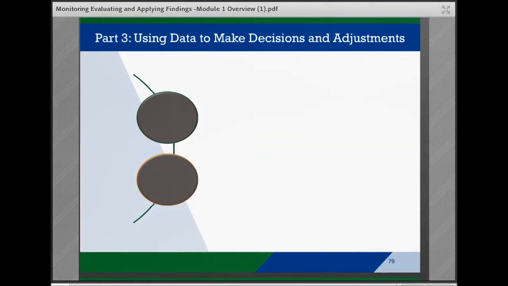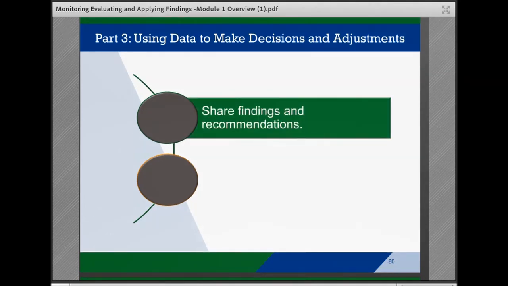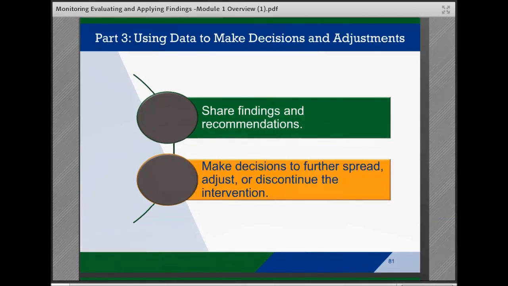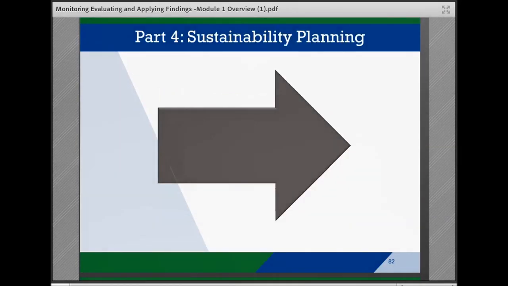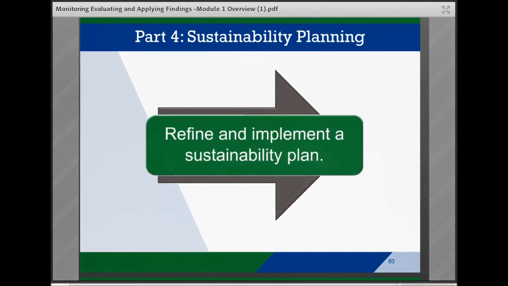Part 3 outlines how to use the data collected to make decisions and adjustments, with 2 functions on sharing findings and recommendations, and then making decisions to further spread, adjust, or discontinue. And then part 4 is on sustainability planning and how teams should refine and implement a plan to sustain interventions when this is the decision of the team and stakeholder groups.